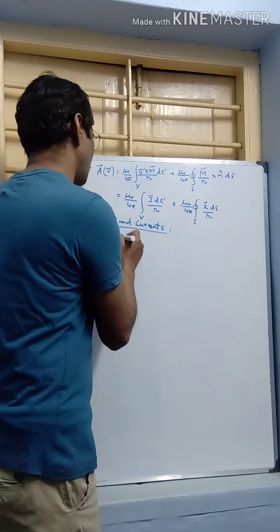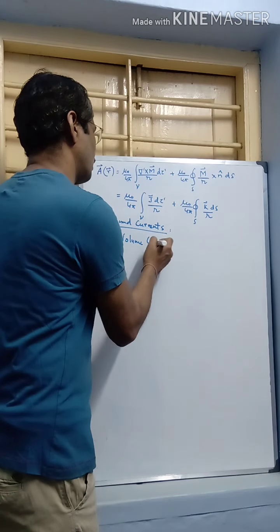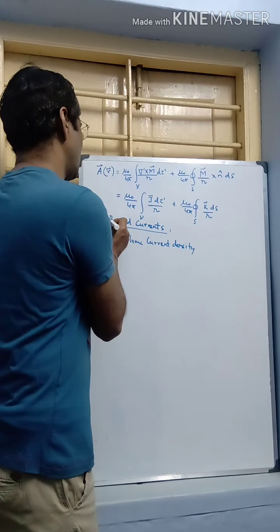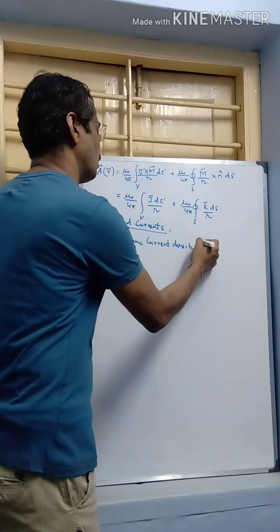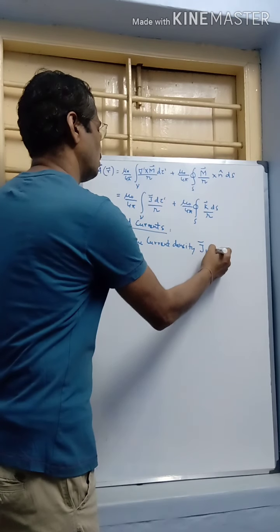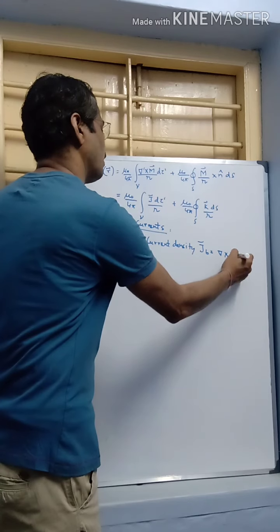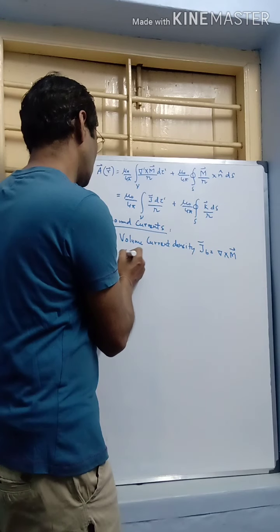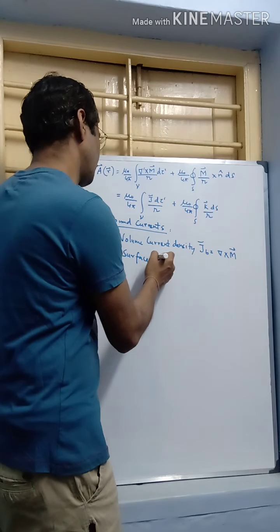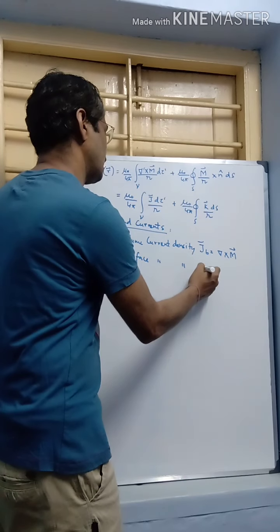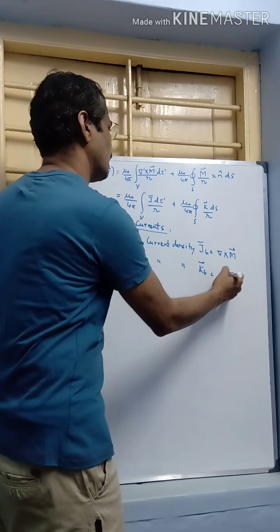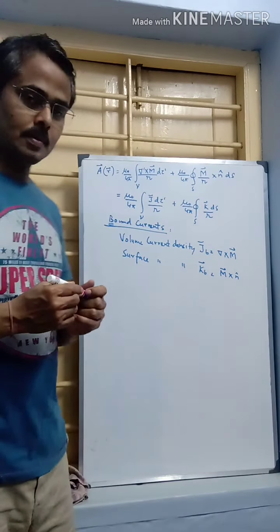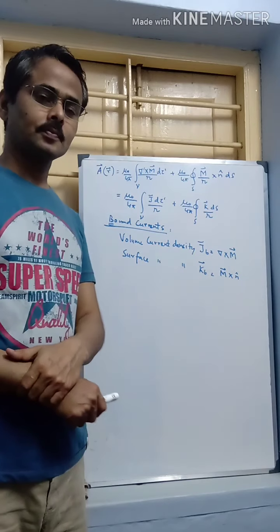So for the bound volume current density, I would add a subscript b because of the bound. Comparing these two equations, J b is equal to curl of M, given by the curl of the magnetization vector, and the surface current density K b, if we compare these, is M cross n cap, where n cap is the normal to the surface.